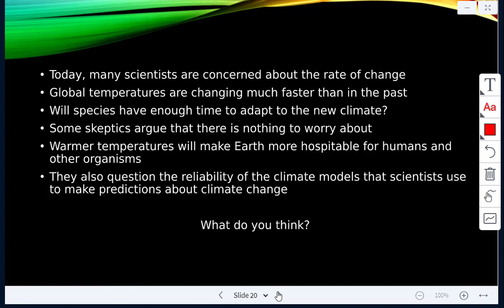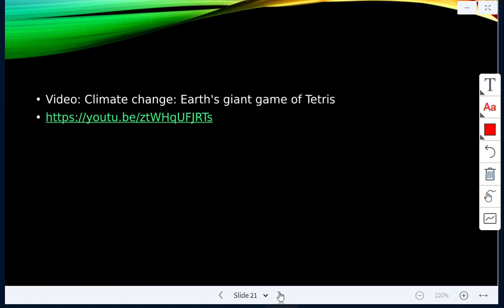Today, many scientists are concerned about the rate of change. They think it's happening much faster than it did in the past. So the question is, will species have enough time to adapt to the new climate? Some skeptics argue that there's nothing to worry about. Warmer temperatures will make Earth more hospitable for humans and other organisms. They also question the reliability of the climate models that scientists use to make predictions about climate change. All right, so we'll pause here and watch this short video on climate change.